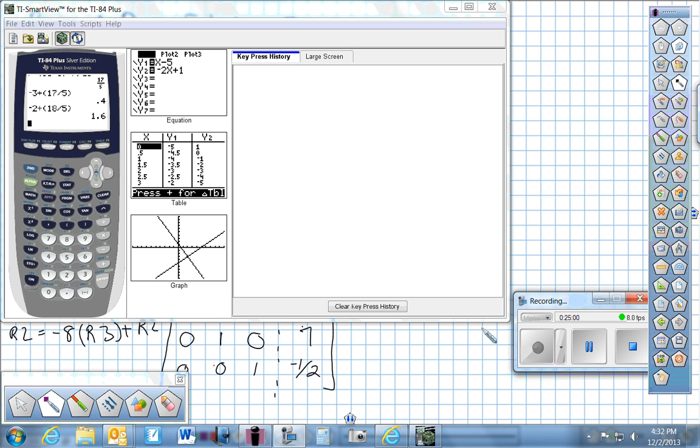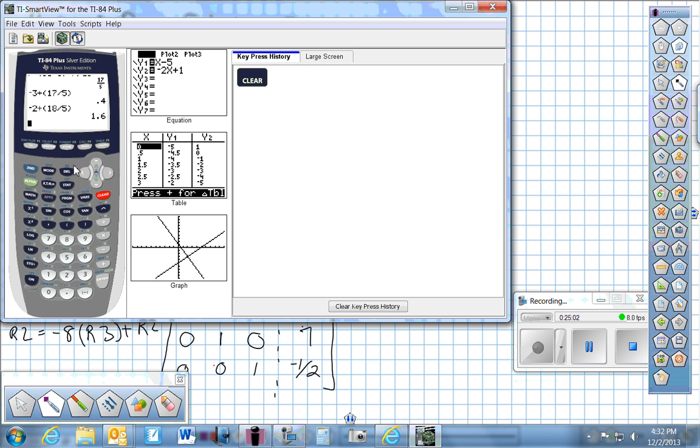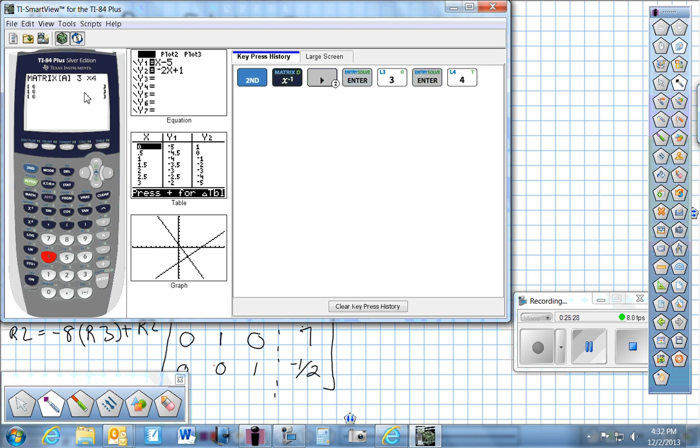In order to type this in the calculator, you have to know what your order is. And remember, your order was rows by columns. First, I'm going to hit my second button, and on top of the x inverse key there's a word that says matrix. I'm going to go over to edit and hit enter when it's highlighted on A, or whatever matrix you want to edit. My order of this one is a 3 by 4. I type that in first, and it'll automatically populate everything with zeros when I push enter.